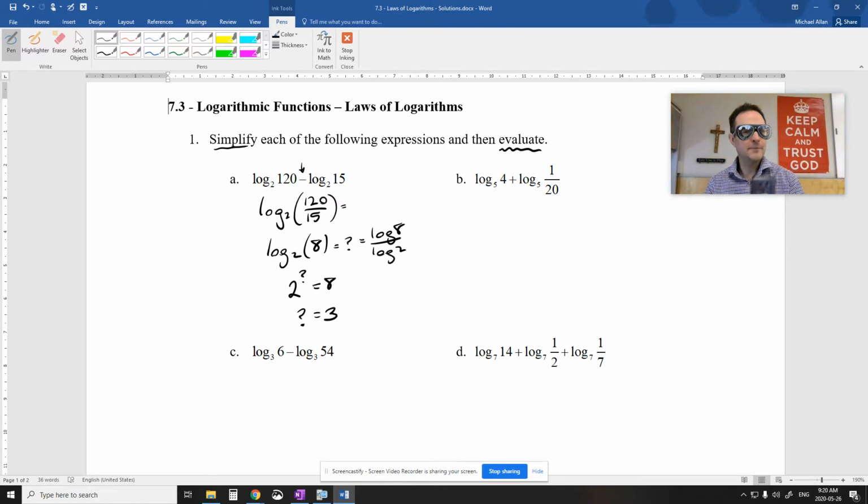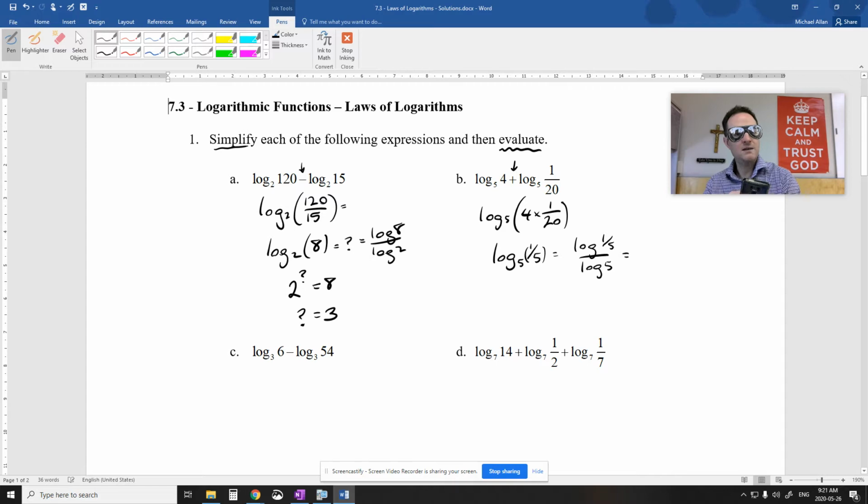Pretty cool. Okay. Here I got a plus sign. So what I'm going to do is multiply what's inside the bracket. So 4 times 1 over 20, which ends up being 1/5, I believe, right? Yeah, 1/5. So log base 5 of 1/5, that's in parentheses there. I could find this out by going log 1/5 divided by log 5. And I'm probably going to get -1. That's my guess on this one. Yep, so I get -1 if I do the math there.